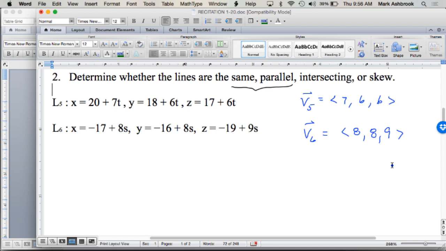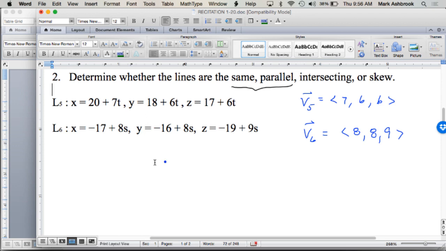Here we don't have that. So now we're either intersecting or we're skew. How are we going to figure that out? Any ideas? Okay. So if they're intersecting, how would we find that point of intersection? It would be some value of T and some value of S that would give us the same X, same Y, and the same Z.